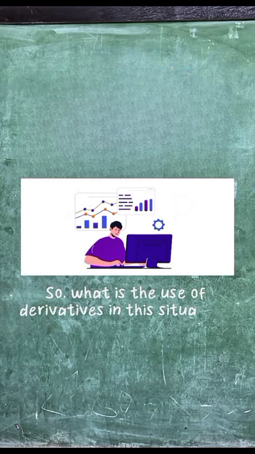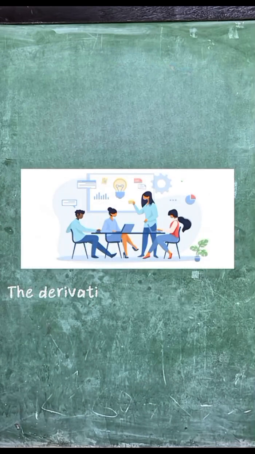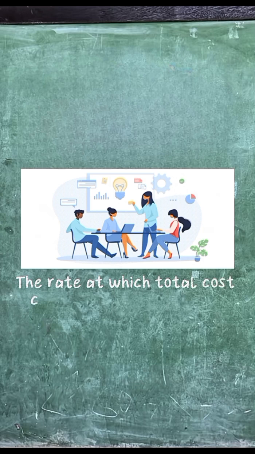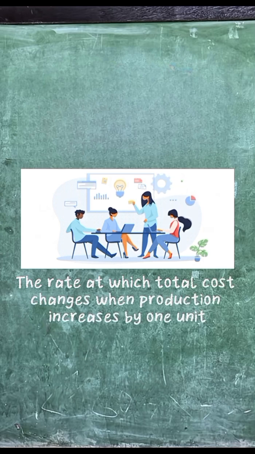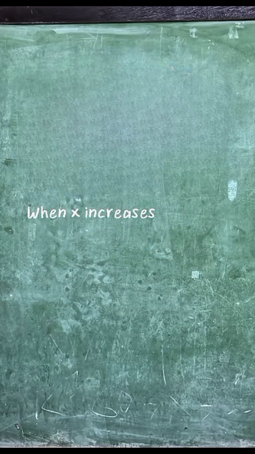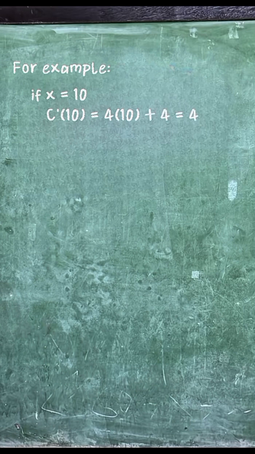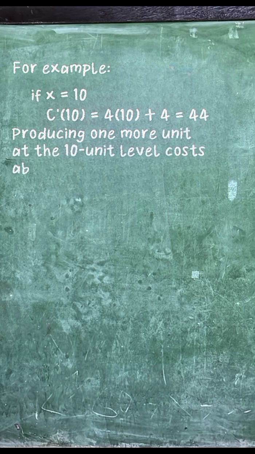So, what is the use of derivatives in this situation? The derivative C'(x) represents the marginal cost, the rate at which the total cost changes when production increases by 1 unit. In simple terms, when x increases a little, the derivative tells us how much additional cost is added. For example, if x = 10, then C'(10) is 4 times 10 plus 4, which is 44. This means producing one more unit at the 10 unit level costs about 44 pesos extra.